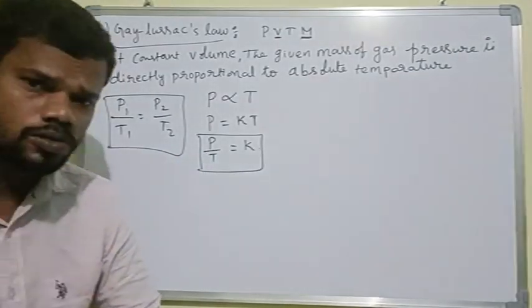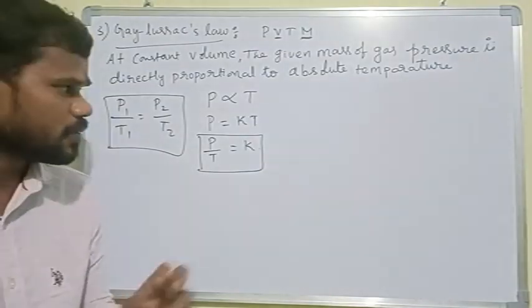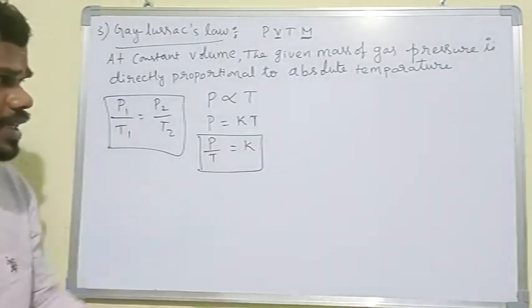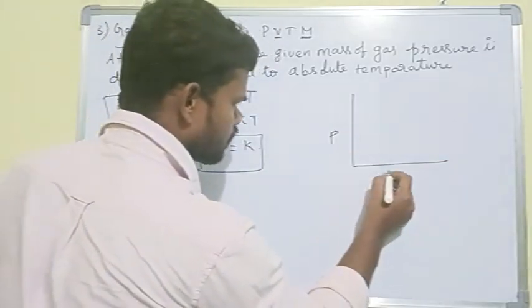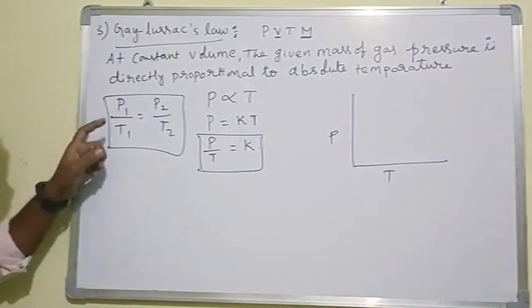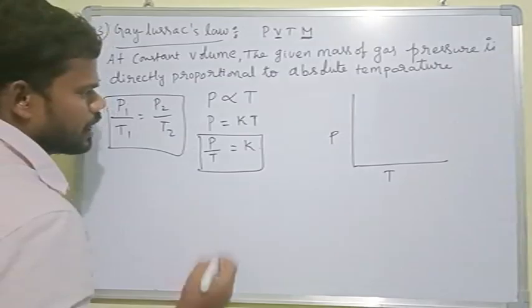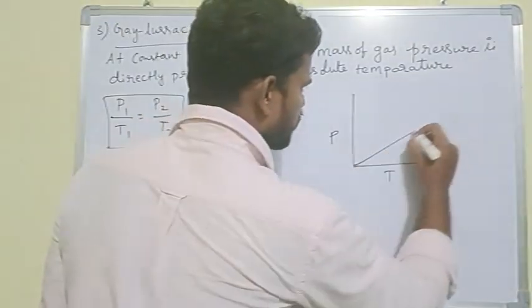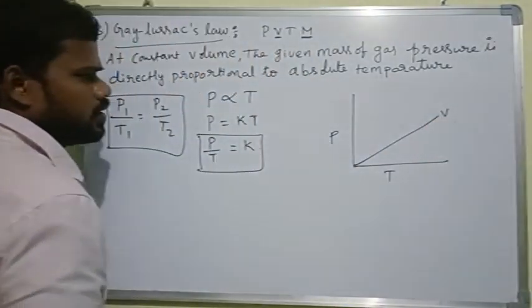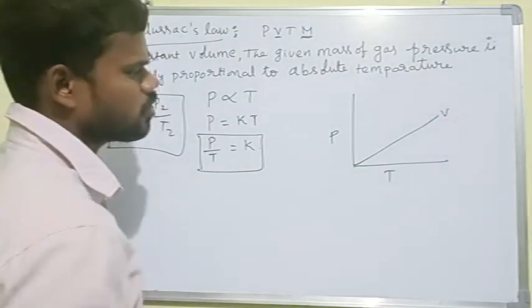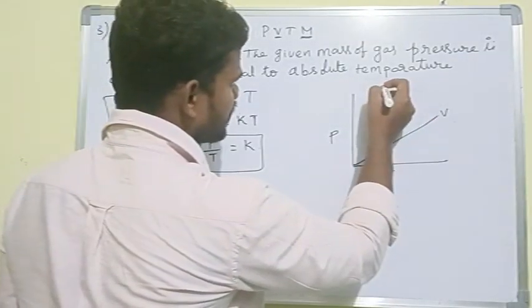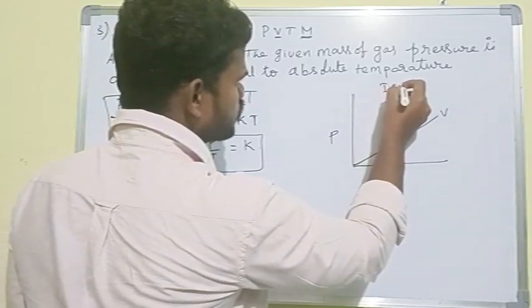Now we have to look at the graphical representation. The graph is drawn between pressure and temperature at constant volume V. If the graph is drawn between pressure and temperature at constant volume V, we call this graph an isochore.